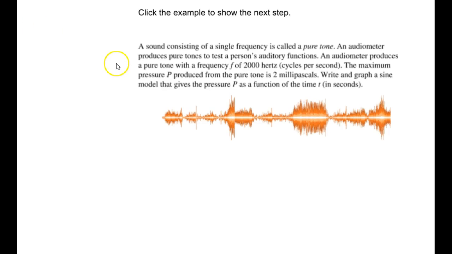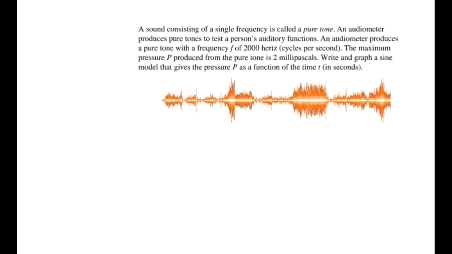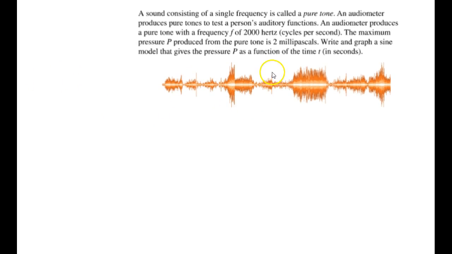So here we go. We're looking at a sound wave. A sound consisting of a single frequency is called a pure tone. An audiometer produces pure tones to test a person's auditory functions. That produces a pure tone with a frequency f of 2000 hertz, which is in cycles per second. The maximum pressure produced from the pure tone is 2 millipascals. Write and graph a sine model that gives the pressure P as a function of the time t in seconds. So here's the information that I'm given so I can see kind of the sound waves. It is following that oscillating, sinusoidal graph.